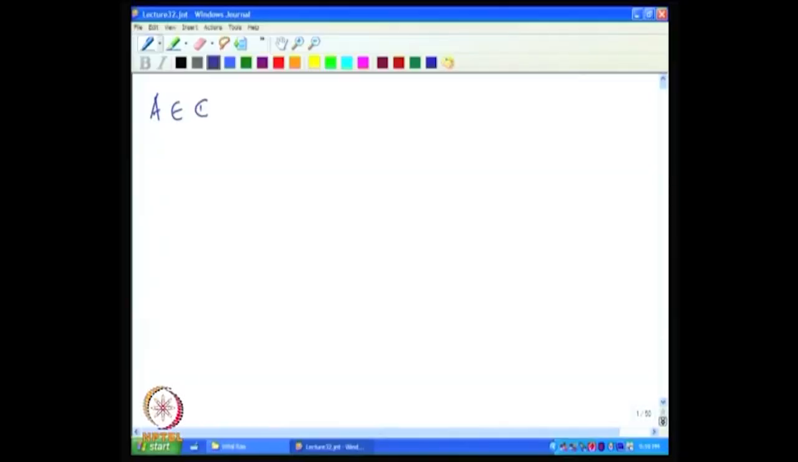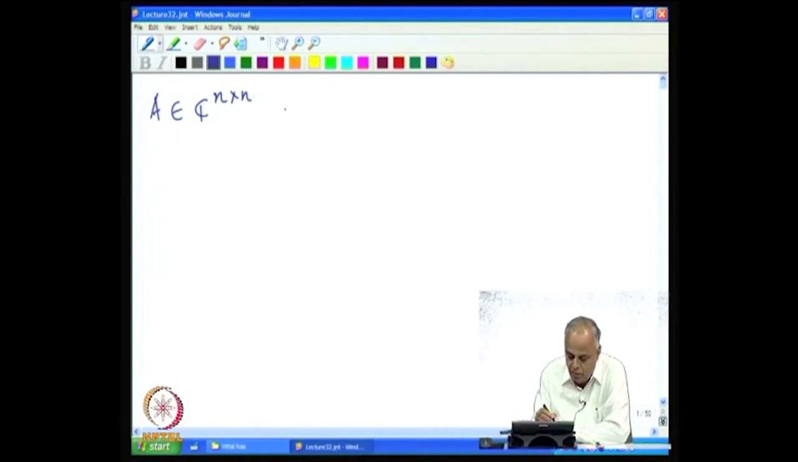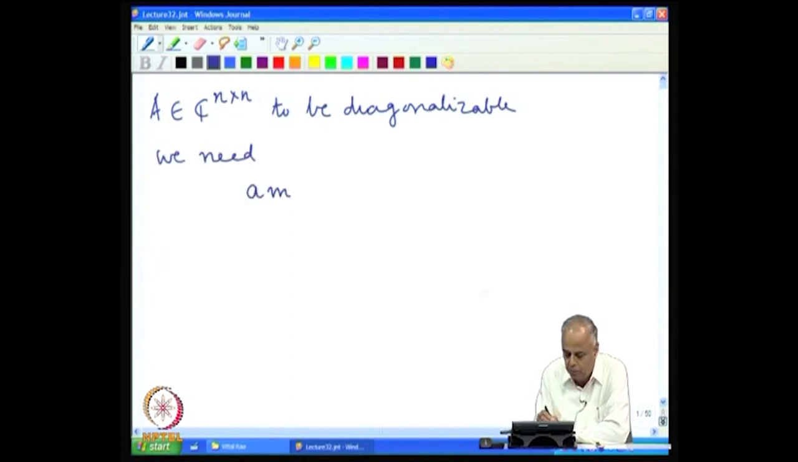In the last lecture, we saw that if A is in C^(n×n), that is, if A is an n by n complex matrix, then for A to be diagonalizable, we need that the algebraic multiplicity is equal to the geometric multiplicity for every eigenvalue of A.